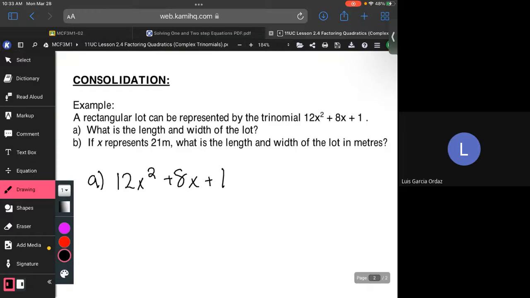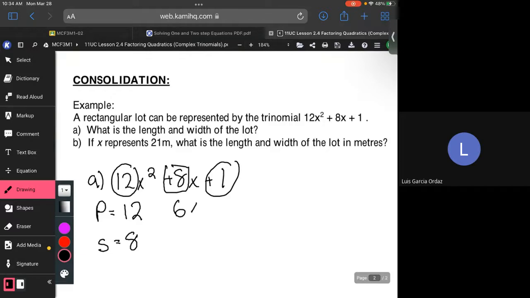So let's use factor by grouping. What is my product? Remember, we look at my first and my last number and we multiply them together. What's my product? Jade. Okay. What's my sum? Elisa? 8. Now I need two numbers that multiply to 12, but add up to 8. So two numbers that multiply to 12, what are they?